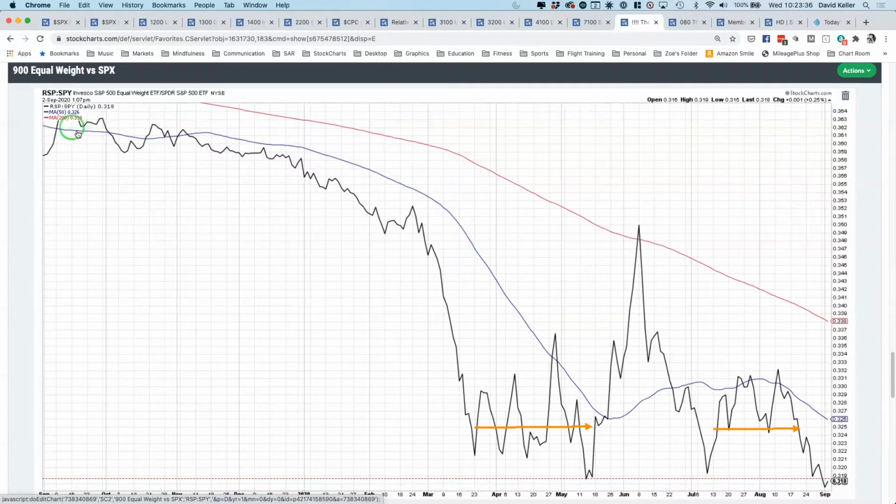This equal weighted index, the RSP, is basically telling you more about what the average stock is doing, because it takes that overweight of the mega caps out. So let's look at what's happened recently.